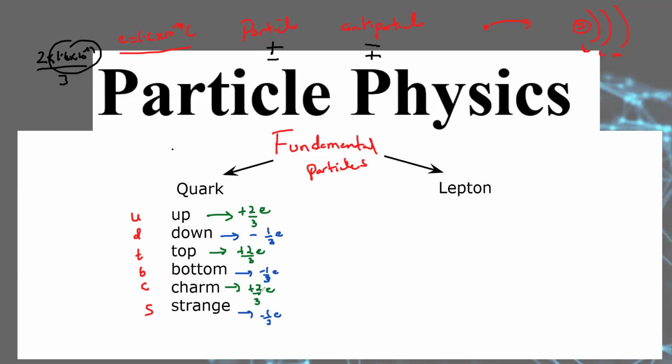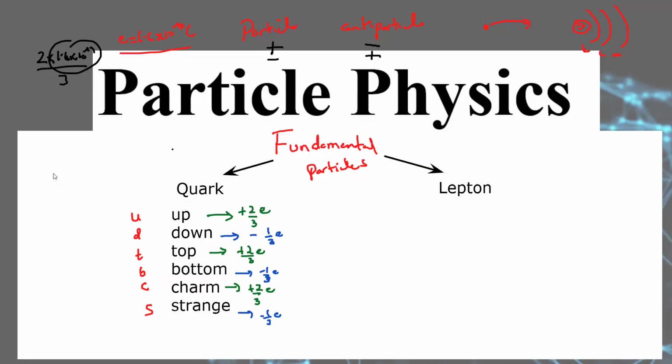So first we have 6 quarks. What are the quarks? Up, down, top, bottom, charm, strange. And their charges, how to remember the charge? Just remember the positive ones will have a charge of plus 2 by 3 and negative ones have a charge of minus 1 by 3. And where do we find these quarks?